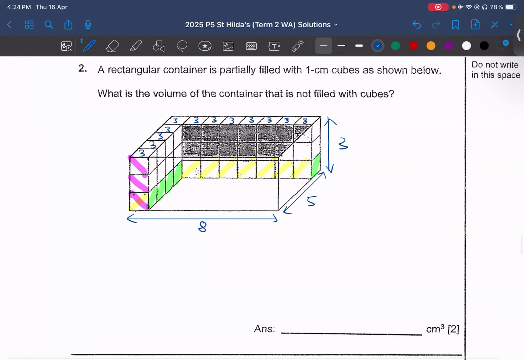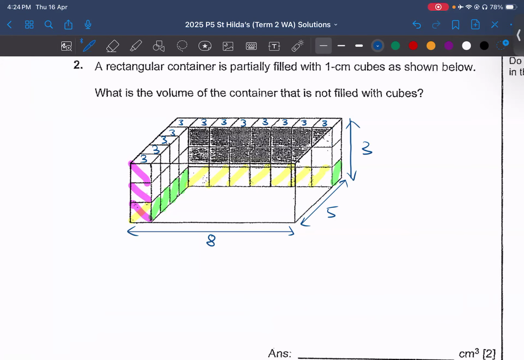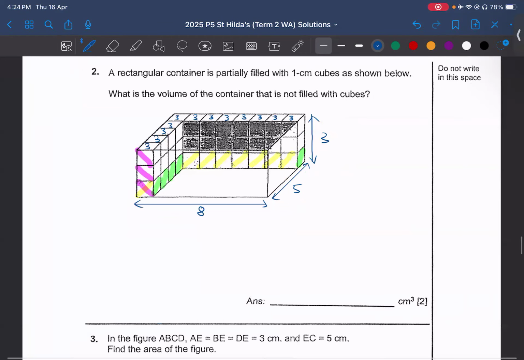So to find the total number of cubes, we just count how many stacks we have, which is 1, 2, 3, 4, 5, 6, 7, 8, 9, 10, 11, 12. So we have 12 stacks, which in this case would be your number of cubes, which is 12 times 3, which is 36. So we know there's 36 cubes inside.